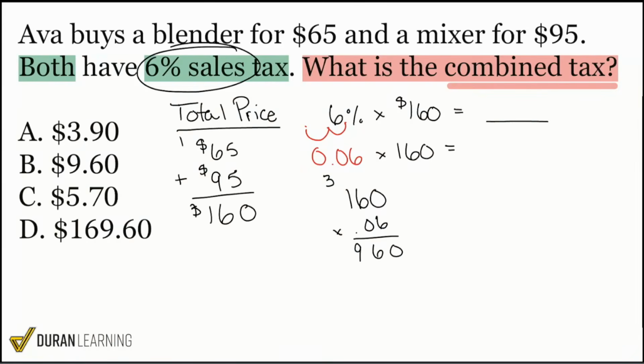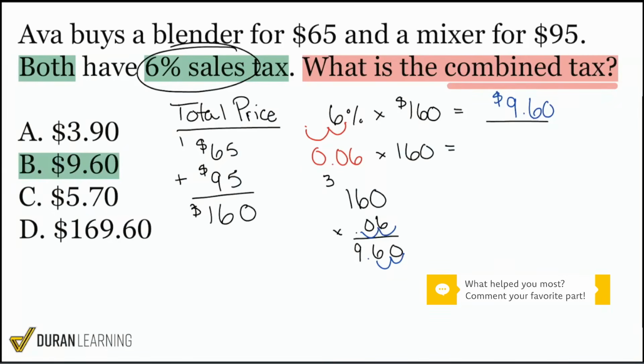We just have to move those decimal places back once, twice, and there we go. The combined tax will be $9.60 across both items. Making the correct answer here, answer choice B, $9.60.